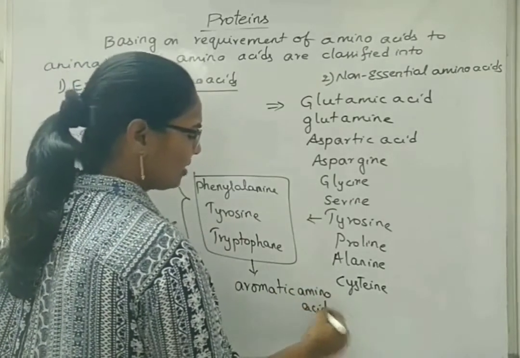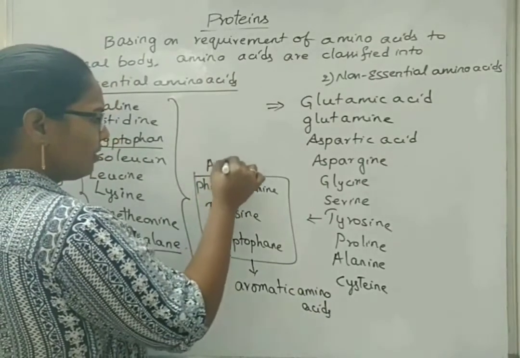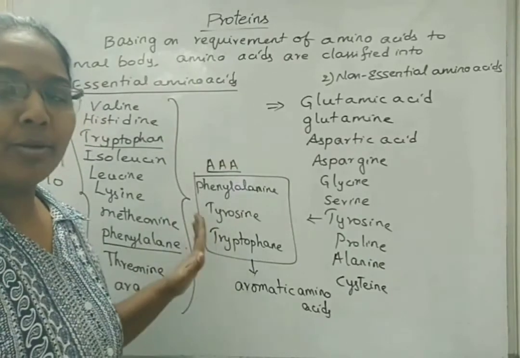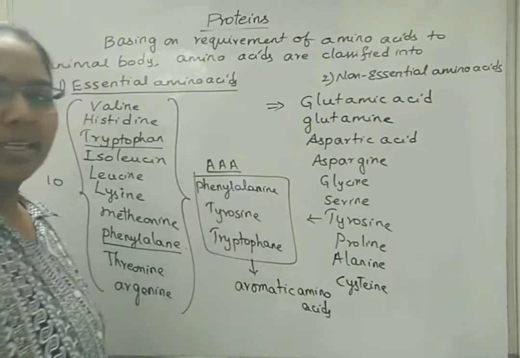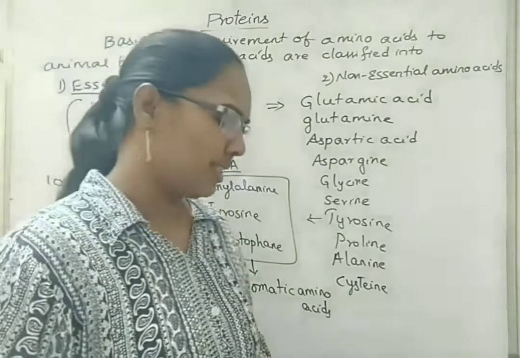Aromatic amino acids. We label this one simply as AAA amino acids. AAA types of amino acids means aromatic amino acids. The ones listed are three in number: phenylalanine, tyrosine and tryptophan. One more function we can see.